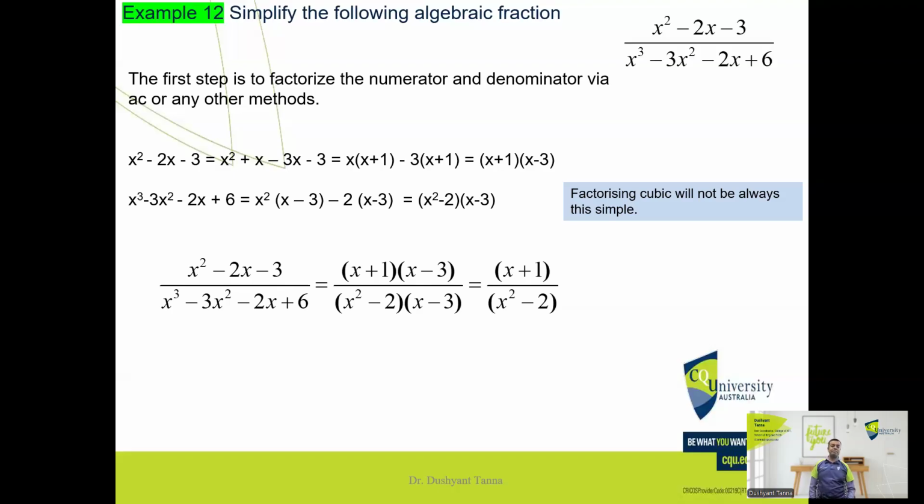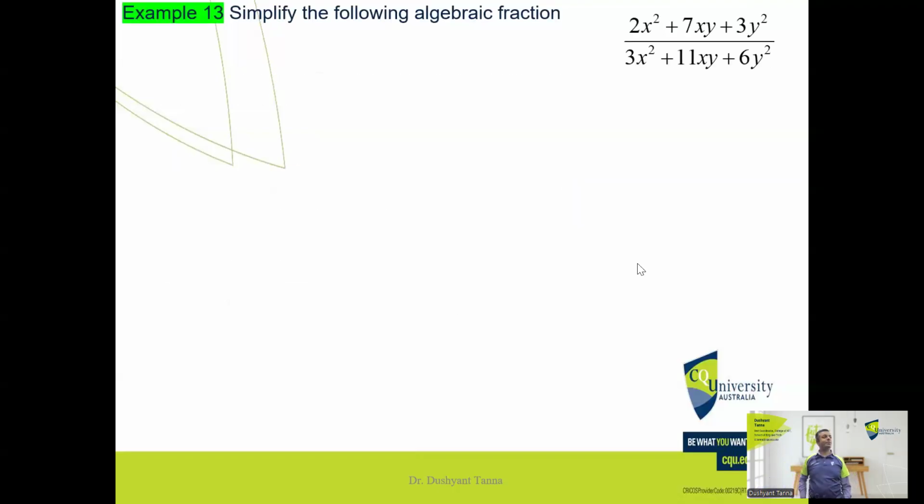Factorizing cubic will not always be this simple. It's just one example which I picked. But sometimes we have to think of the factors of 6. I'll tell you when that comes, okay? Give this one a go. We've done both of these questions, if you realize. But going back in my notes is cheating. No, but now we are confident that we have dealt with it.